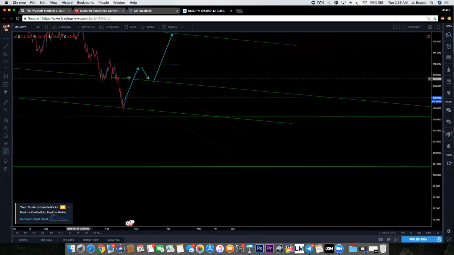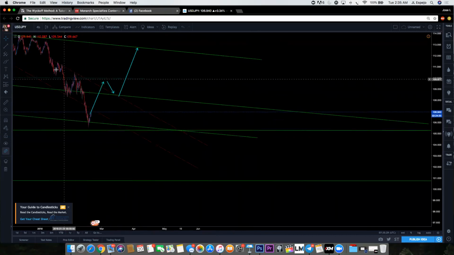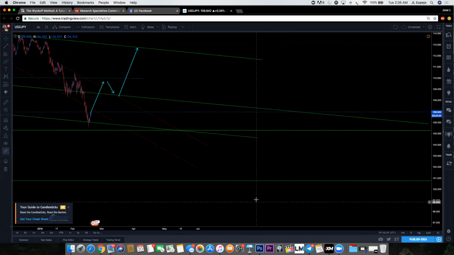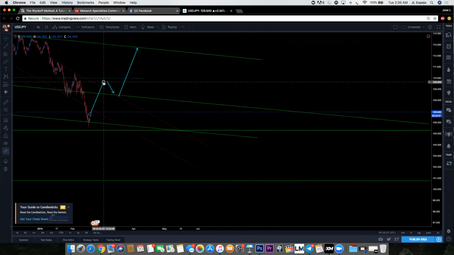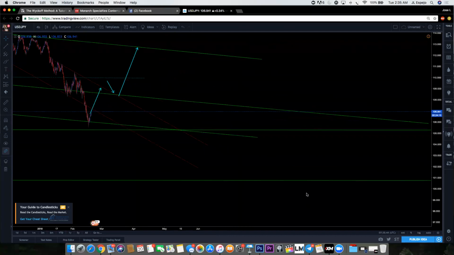How many times do we need for the market to touch a trend to confirm it? Who can answer that? 4 times. No, we look for 3 touches, sorry, 3 touches to confirm a trend. No, four touches is where we're looking for breakout. 3 touches is where we're looking. That's where we have our confirmation, right?